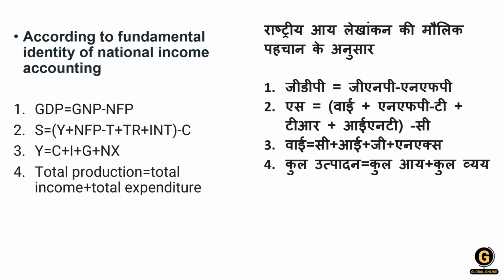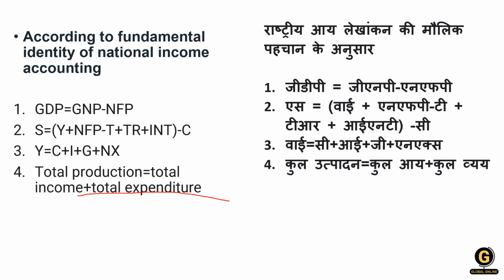Next question: according to the fundamental identity of national income accounting, what is? The options are: GDP is equal to GNP minus NFP, net factor payments from abroad; S is equal to (Y plus NFP minus T plus TR plus INT) minus C; Y is equal to C plus I plus G plus NX; and the fourth option is total production is equal to total income plus total expenditure.